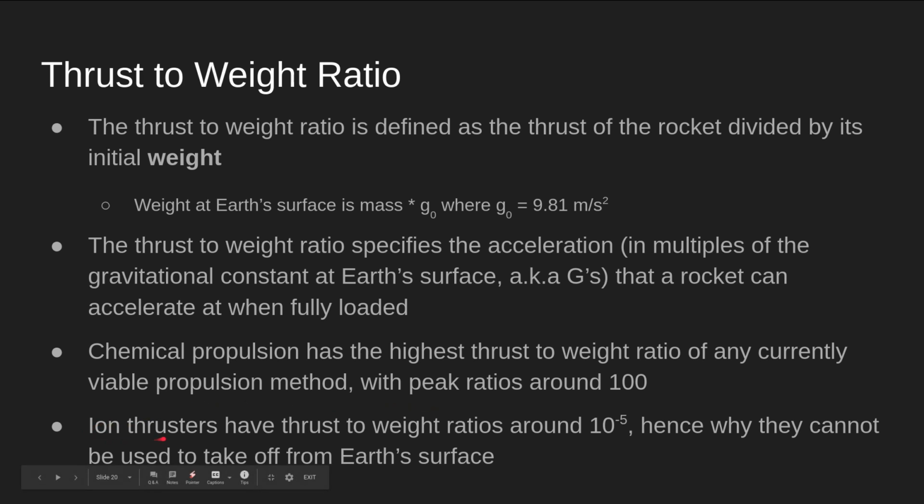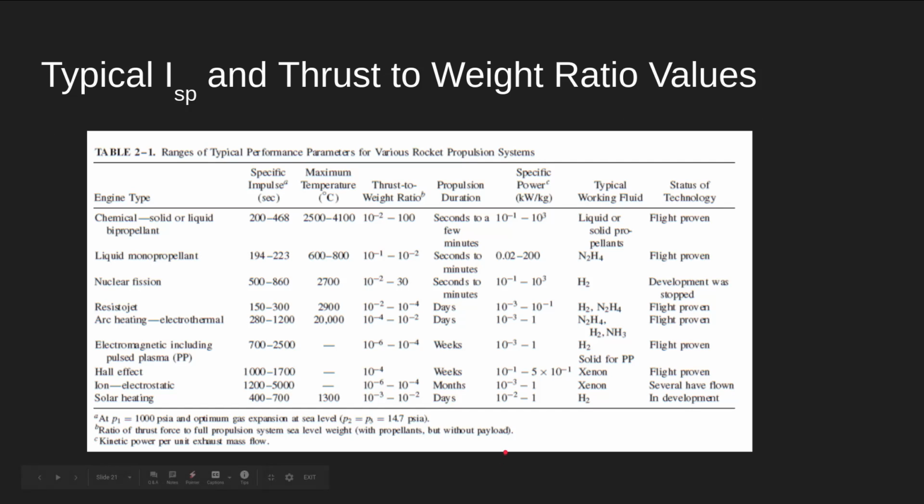Ion thrusters have thrust to weight ratios around 10 to the negative 5, which is why they can't be used to take off from the Earth's surface, like I mentioned earlier. But because they're so efficient, they still have uses in orbital maintenance, like preventing orbital decay. So here are some typical ISP and thrust to weight ratio values.